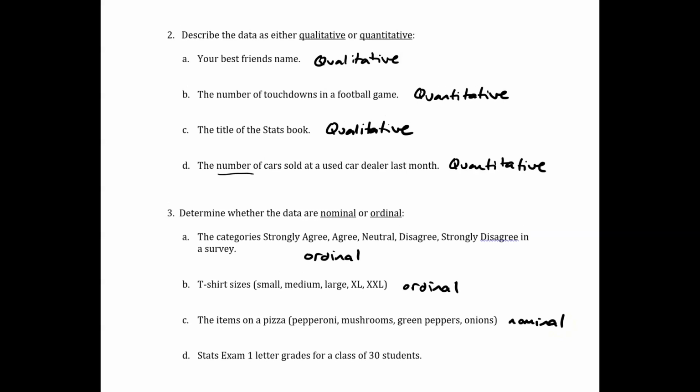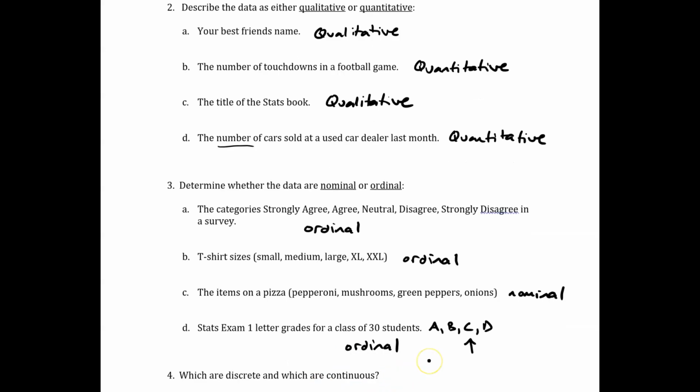Okay, so let's take a look at part D. Stats Exam 1 letter grades for a class of 30 students. Well, let's think about some possibilities here. You've got A's, B's, C's, and D's. And isn't there a matter of ranking going on here, kind of like what we saw in the t-shirts example with a small, medium, large, XL, or in the one before that? Like if somebody reports a grade of C, I'm thinking about that grade relative to some of these other possible grades. And so based upon this, I would say that letter grades would be an ordinal variable.